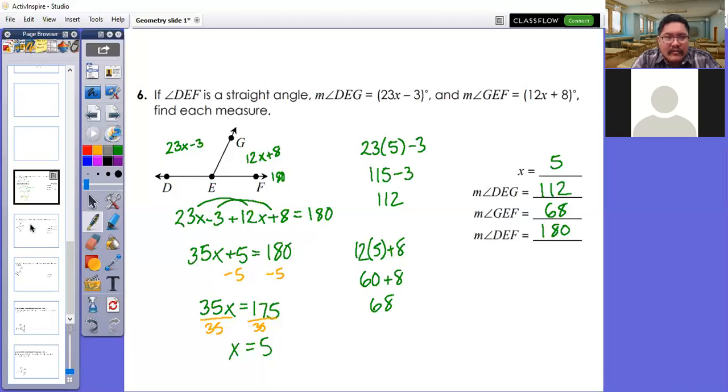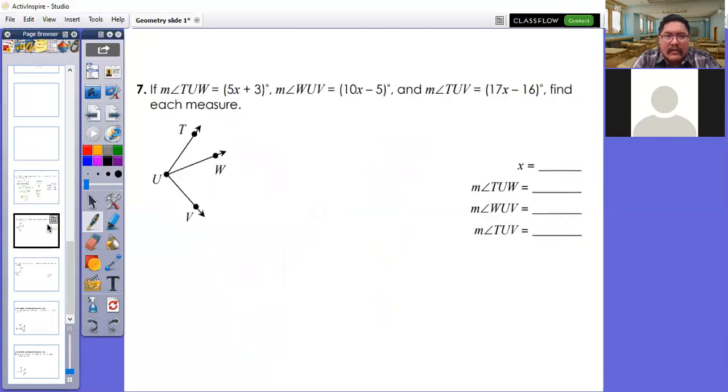All right, let's move on to number 7. We have another angle, TUW, so it's this one right here. And you don't have to do this, but in my opinion, it does help. And that is, we're gonna label it with 5x plus 3, WUV, that's 10x minus 5. And TUV is this big one here. And we just, well, I don't want to confuse people because if I write it down anywhere, it's going to look like it's one of the angles. So 17x minus 16, find each measure again.